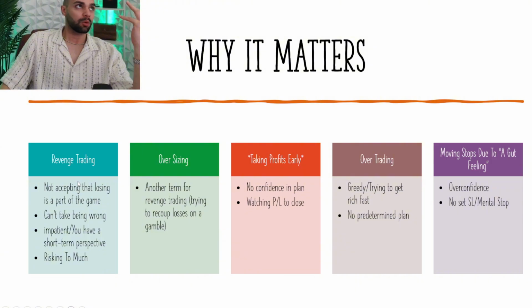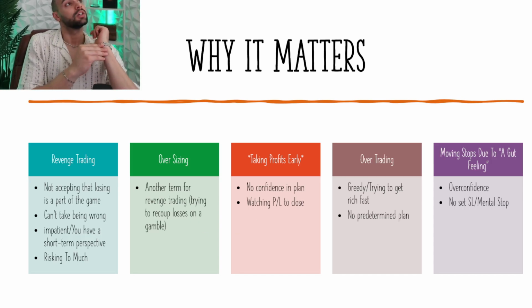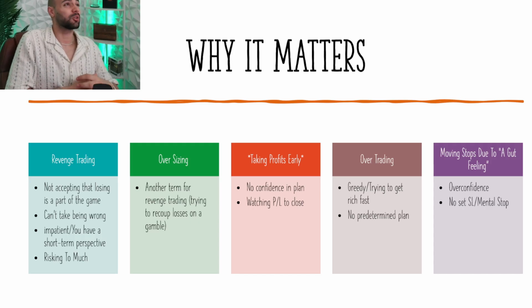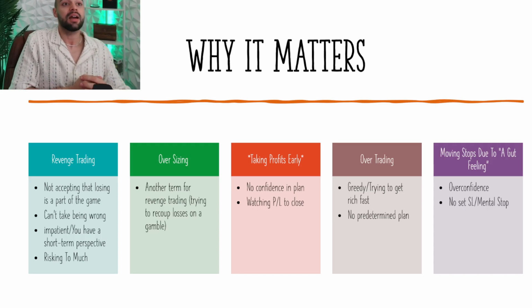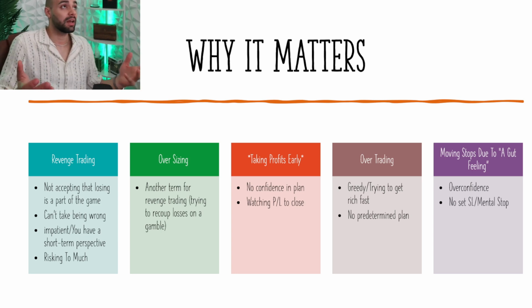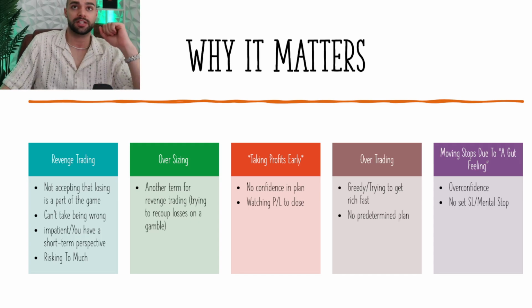Quick examples: revenge trading. It's not accepting that losing is a part of the game. You cannot take being wrong. You're impatient, you have a short-term perspective, you risk too much money. If you have a short-term perspective or a gambling mindset and you lose, you want to make that back. Even if you risk more than you're supposed to, you end up revenge trading. Sometimes you'll make it back. More times than not, you'll blow weeks or months' worth of progress in a single day because you revenge traded.